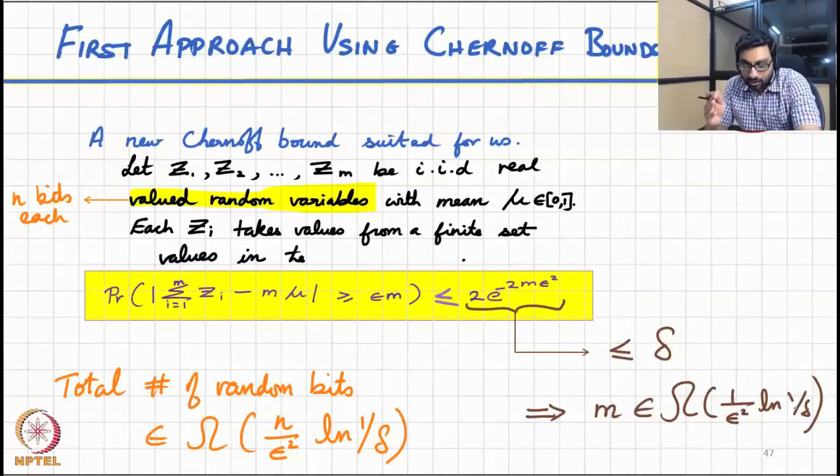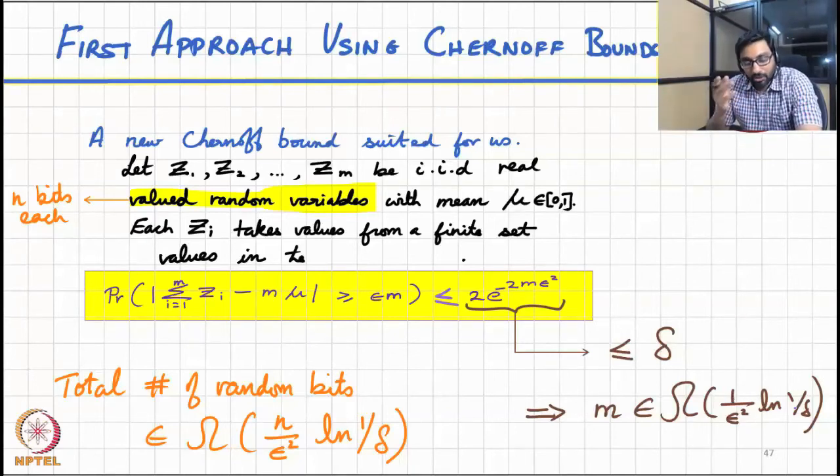In our context, they are going to be one of the 2 power n discrete locations. So each of those samples requires n bits. And so the total number of random bits in this approach would be big omega of n over epsilon squared ln 1 over delta, which is quite a bit. So of course we're interested in improving this. So we ask ourselves, can we do better?